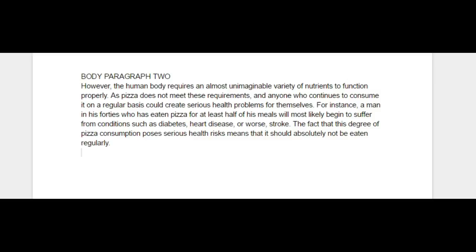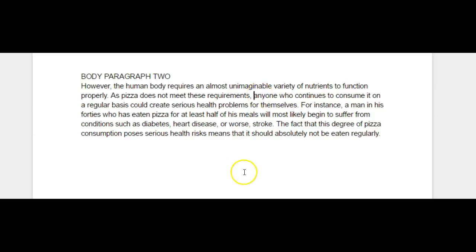However, the human body requires an almost unimaginable variety of nutrients to function properly. As pizza does not meet these requirements, anyone who continues to consume it on a regular basis could create serious health problems for themselves. For instance, a man in his 40s who has eaten pizza for at least half of his meals will most likely begin to suffer from conditions such as diabetes, heart disease, or worse, stroke. The fact that this degree of pizza consumption poses serious health risks means that it should absolutely not be eaten on a regular basis.